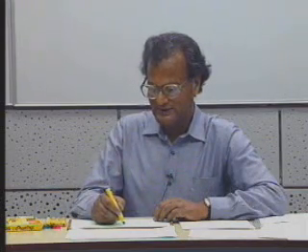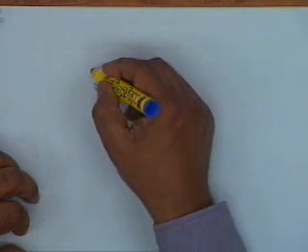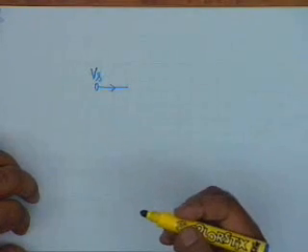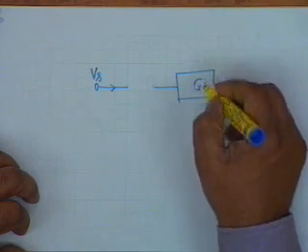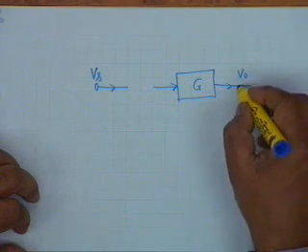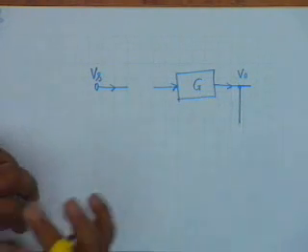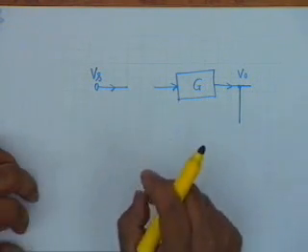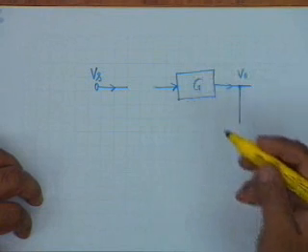If I take a general philosophical attitude, I can represent feedback schematically like this. I have an input, let's say Vs, a source, and an amplifier of gain G, whose output is V0. This is called a block diagram. I am not showing the actual circuit, I am showing the relevant signal quantities and the amplifier in terms of a gain, just a rectangular block.